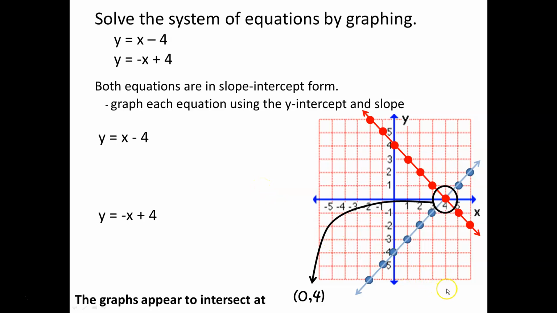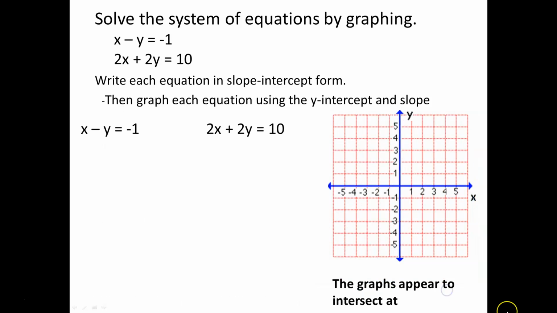Okay, let's go a little more complicated. So now, let's solve this system of equations by graphing. We have x minus y equals -1. We also have 2x plus 2y equals 10. Both equations have an x and a y, so we can solve this by graphing.